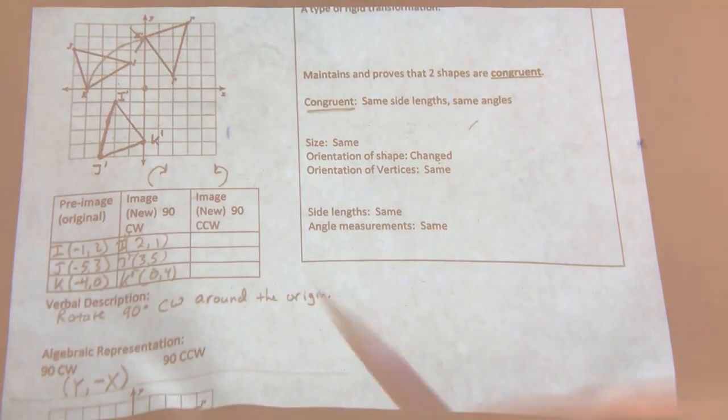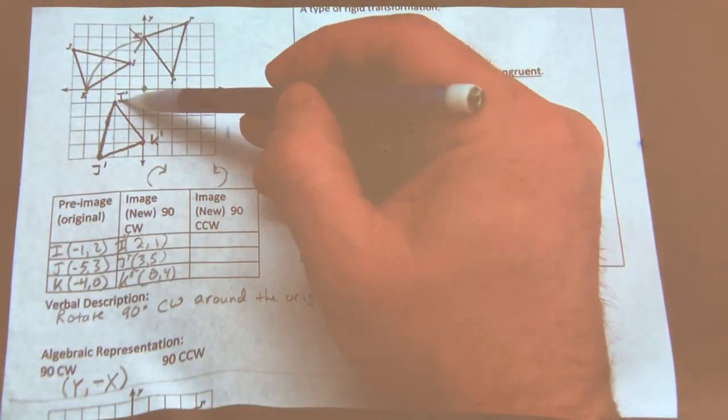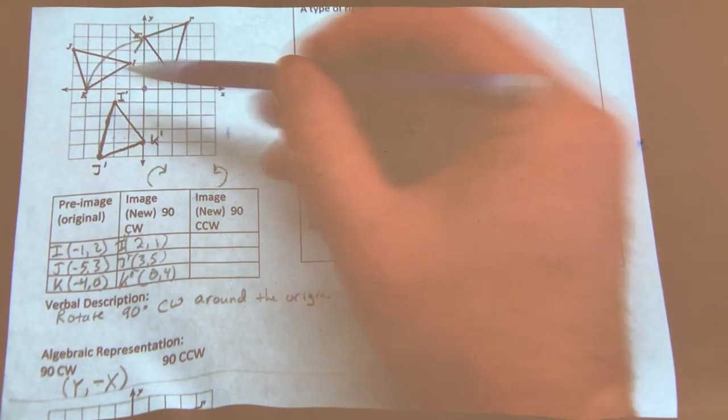So again, let's look at the coordinates. So I prime now is -2, 1.